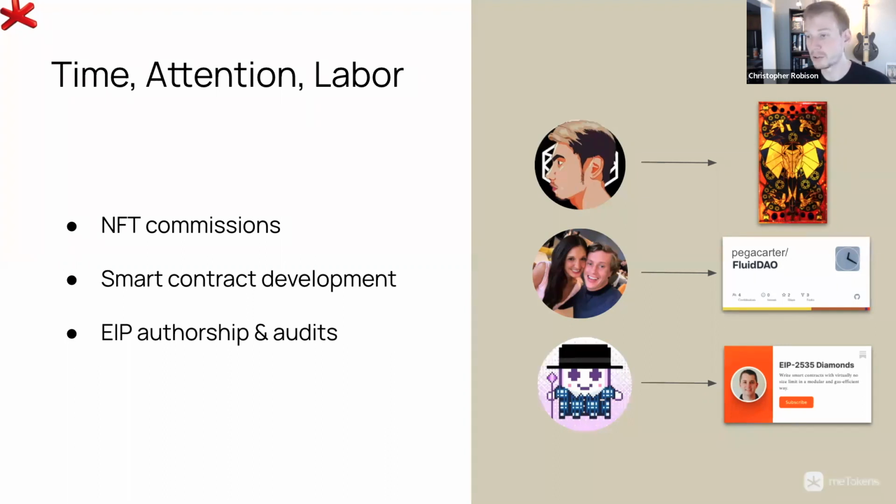We have Nick Mudge, who is an EIP author of 2535, the Diamond Standard. It's somewhat similar to, like, competing with OpenZeppelin's upgradable contract scheme. He also offers audits, so you can pay him his own meToken a day if you'd like him to audit your smart contracts.